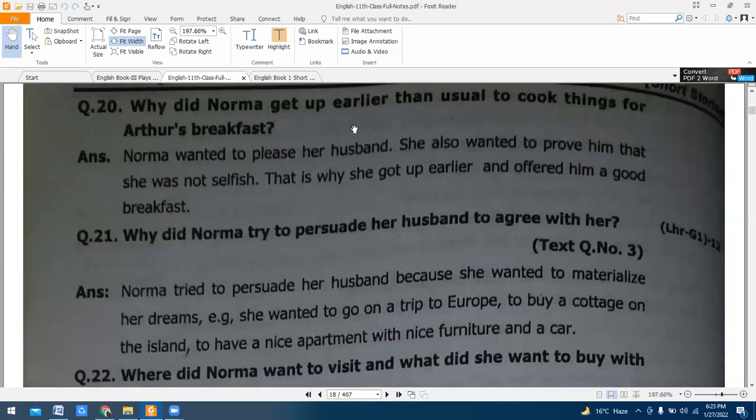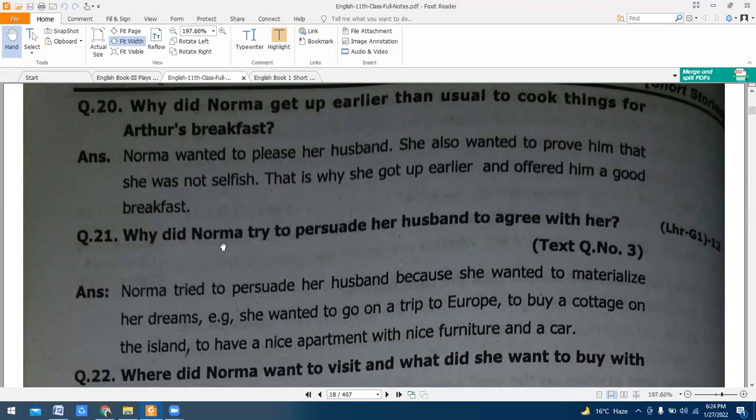Why did Norma get up earlier than usual to cook things for Arthur's breakfast? Norma wanted to please her husband. She also wanted to prove to him that she was not selfish. That's why she got up earlier and offered him a good breakfast.